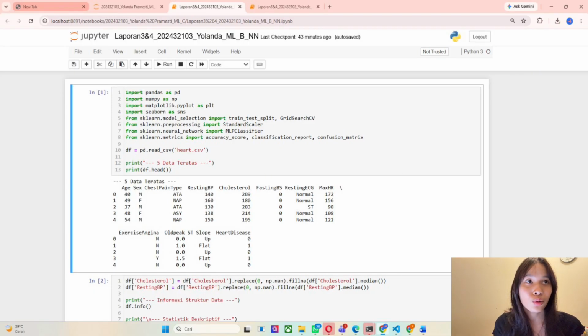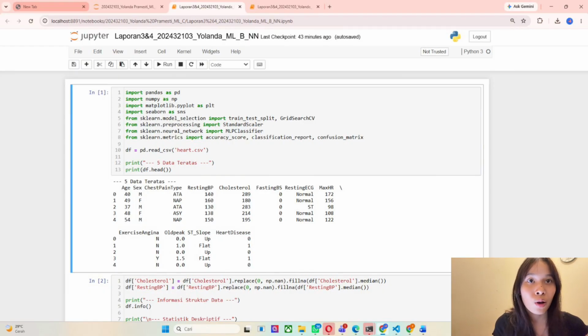My student ID number is 2024-32103. So today in this video, I'm going to present the complete implementation of my machine learning assignment, which consists of two main topics: neural network classification and Q-learning optimization. I will go through the notebook step by step, explaining the code and the outputs based on the screenshot from my Jupyter environment.